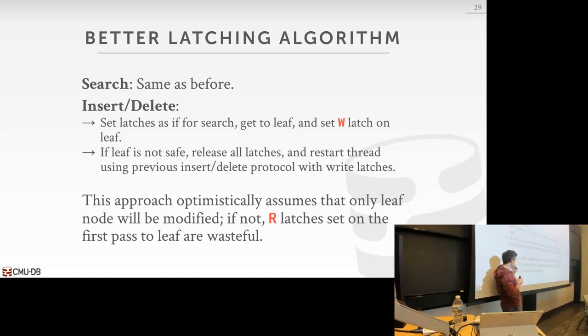And therefore, if we predict incorrectly, then that first time we went down is just wasted work. We're just burning cycles, and so we're not going to get the better scalability or concurrency we may actually want. But I'll say in practice, this usually works out nicely.